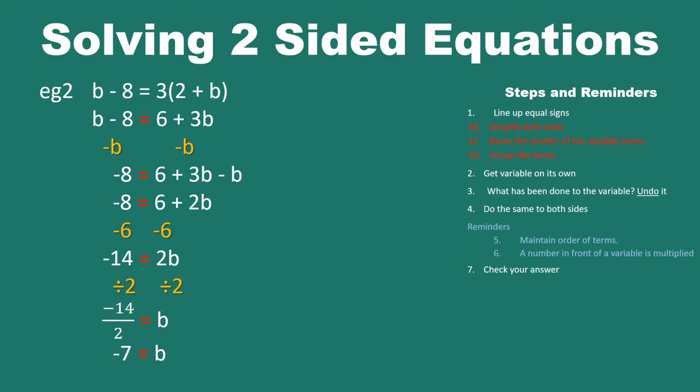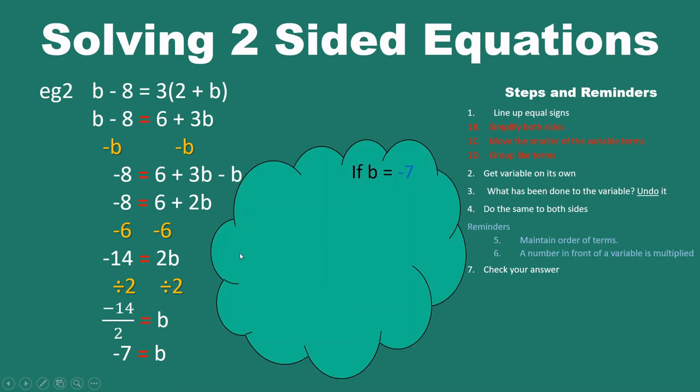But we should always, always, always check our answer. Whether you do it mentally or you write it down, you must check your answer. And with two-sided equations, it's a lot easier to check if you write it down. So given that b is equal to negative 7, is the equation going to be equal? Let's substitute negative 7 in for b on both sides of the equation. So negative 7 minus 8, and 3 brackets 2 plus negative 7. Negative 7 minus 8 is going to be more negative. That's going to be negative 15.